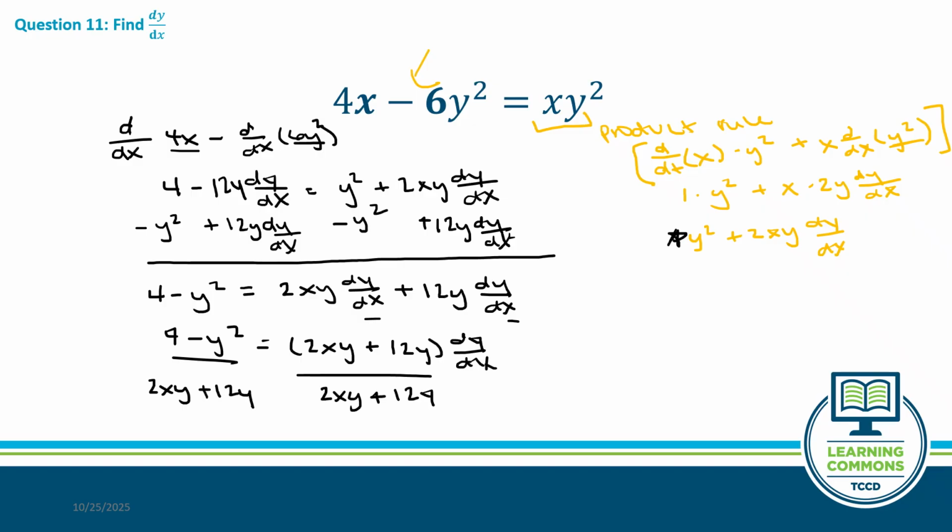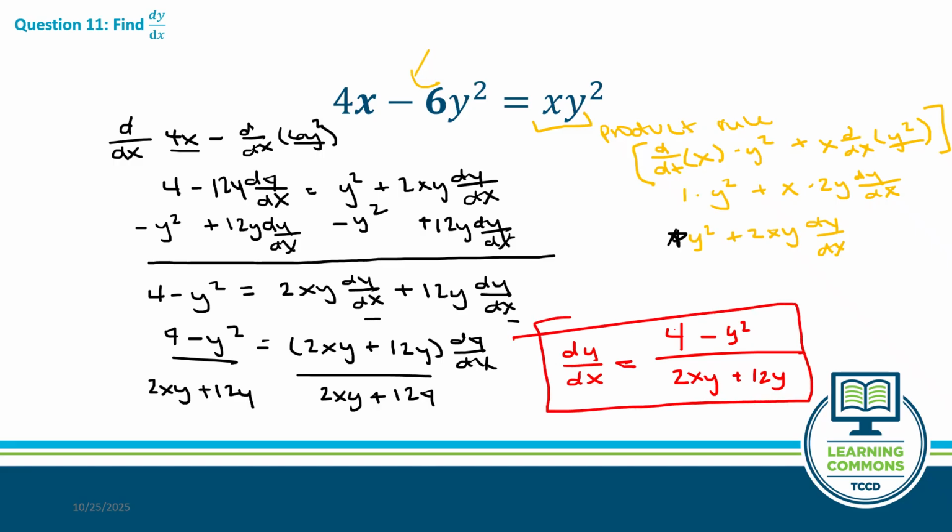So final answer in red, just so it's a lot of handwriting and it's not that great. 4 minus y squared equals 2xy plus 12y. Okay, and this is a 4. I don't know why it keeps giving it like a top line. It's a 4. 4 minus y squared all over 2xy plus 12y should be your final answer. And this is the only acceptable answer when it says dy/dx.